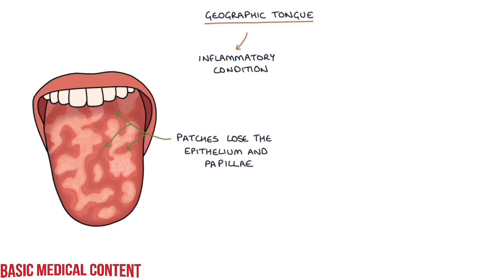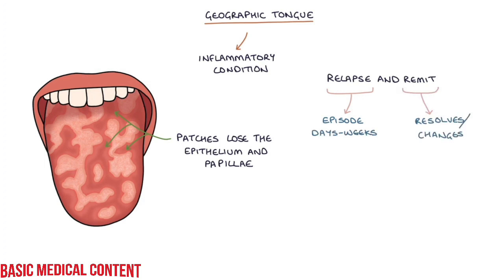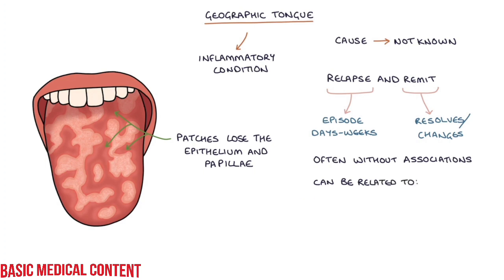The condition tends to relapse and remit, with episodes of the tongue appearing abnormal which can last days to weeks before resolving or changing. The cause of these changes is not known. Geographic tongue often occurs without any associations, however it can be related to stress or mental illness, psoriasis, atopy, for example asthma, hay fever, and eczema, or diabetes.